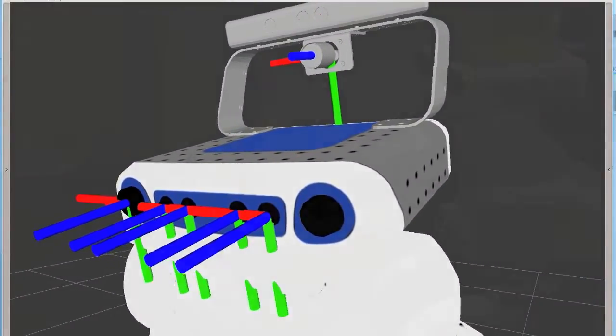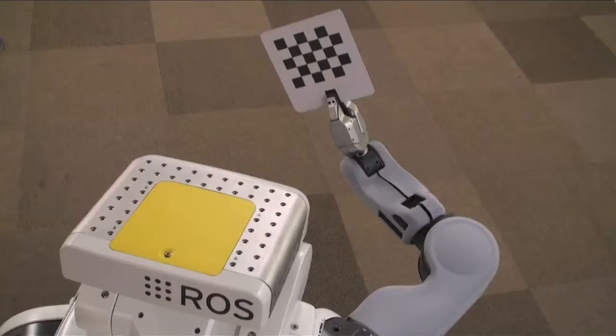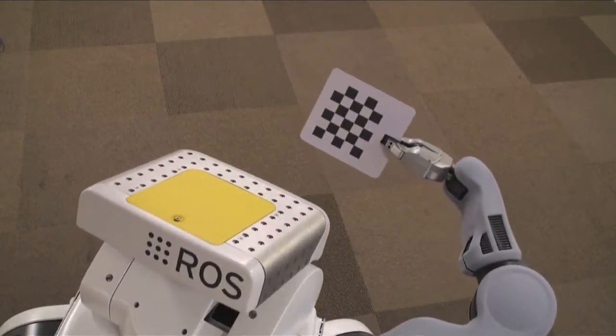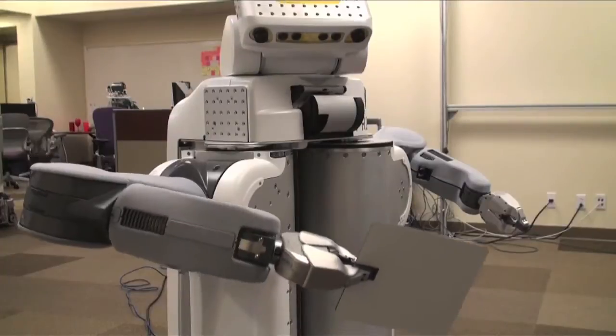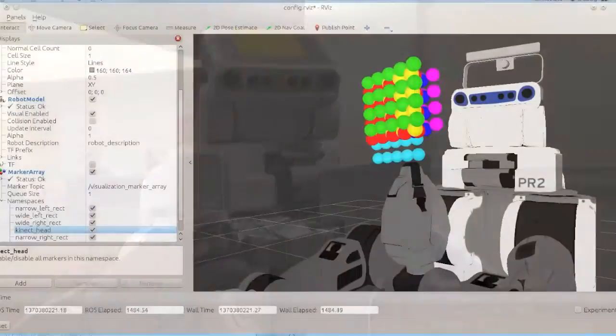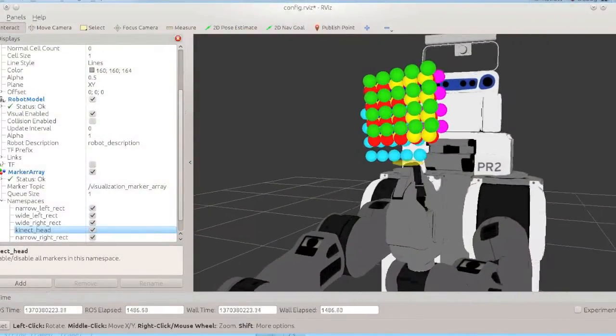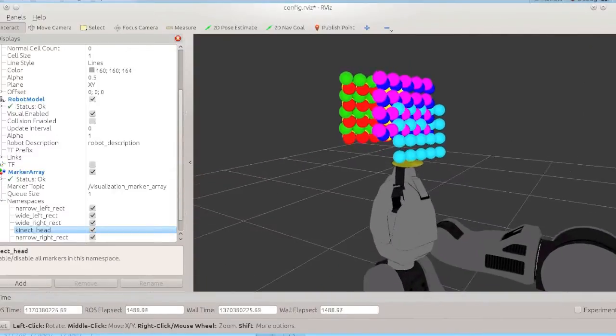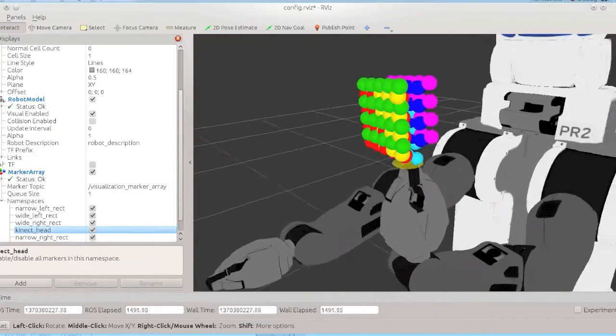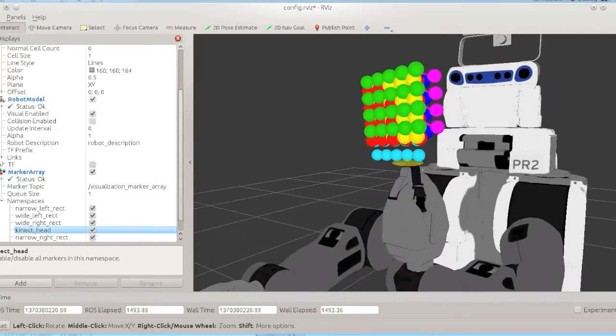In the data acquisition process, the PR2 holds a checkerboard in its gripper. Once the acquisition is finished, we can simulate this measurement in ARViz. In this simulation, points belong to checkerboards. Different colors represent different cameras. Before calibration, checkerboards are sparse.